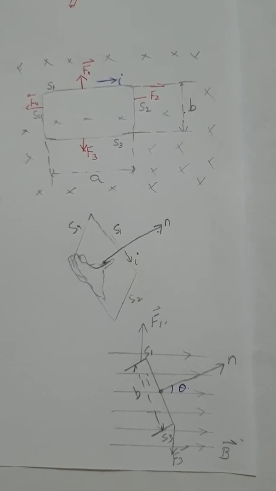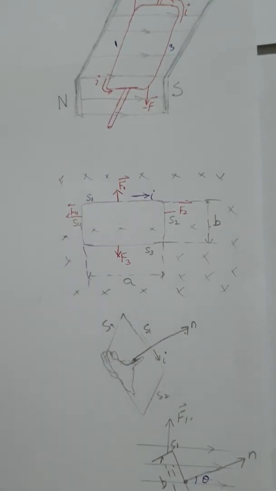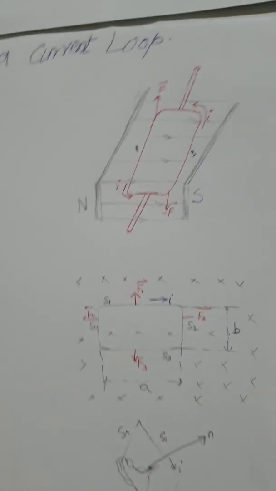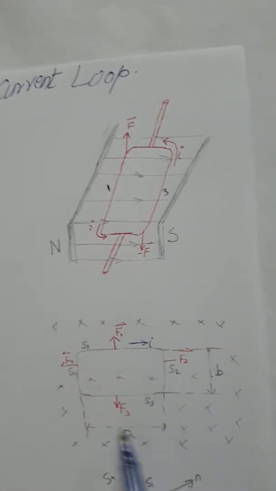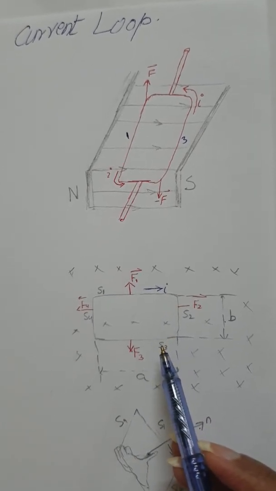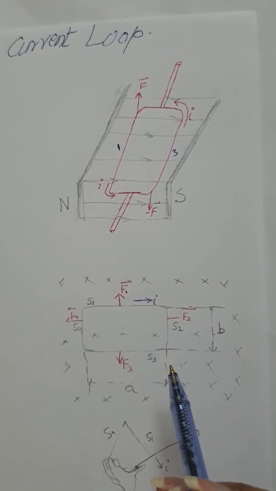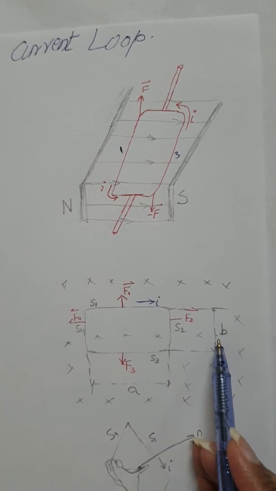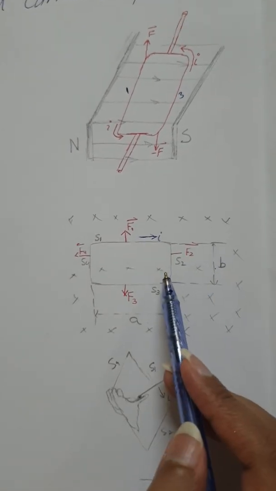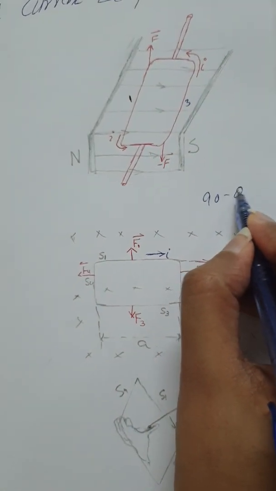So we are interested in finding the net force and the net torque. The net force on the loop is the vector sum of the forces acting on its four sides. For side 2, the vector L points in the direction of the current and has magnitude B. The angle between L and B for side 2 is 90 minus theta.